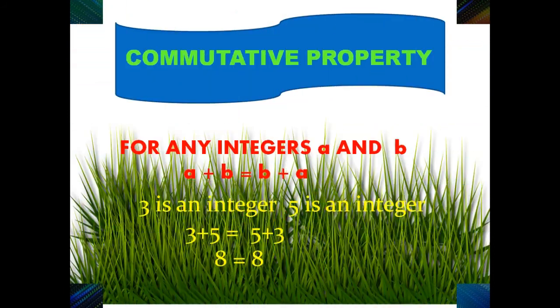Next, go for the commutative property. What is the commutative property? For any two integers a and b, a plus b is equal to b plus a. What is a here? What is b here? We can substitute any integer values in the place of a and b. For example, here I am taking 3 as an integer and 5 as an integer. Their sum, 3 plus 5, is also an integer.